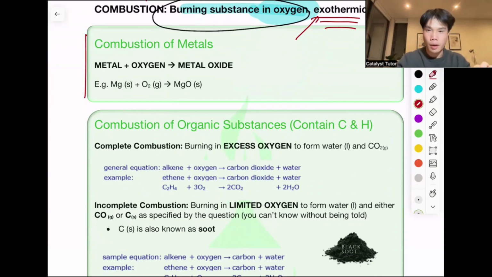Combustion of metals: a metal plus an oxygen will make a metal oxide. The word equations are where you should start with learning these, and then you can apply them in different cases. So metal plus oxygen will make a metal oxide. Magnesium solid, when combusted, will react with oxygen and form magnesium oxide.